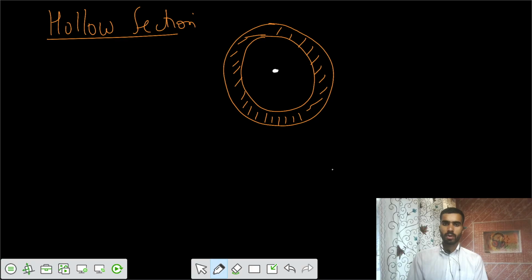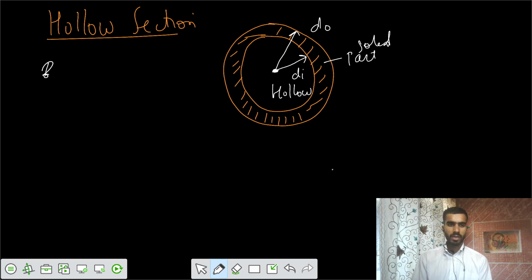So from the center you have some d outer, the outer diameter, and you have some d inner, the inner diameter. This part is your solid part, and this part is your hollow. And we have defined one term, that's beta, the ratio of d inner by d outer, that is less than 1.